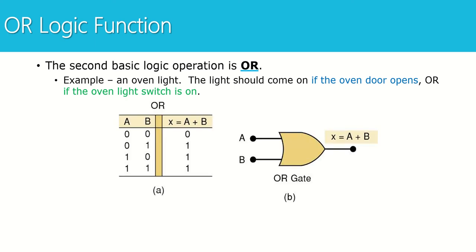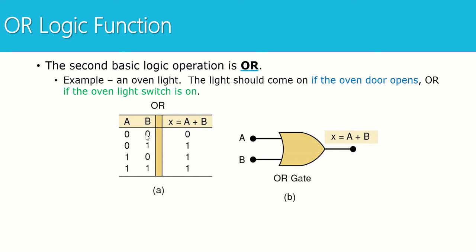Here's our symbol and truth table for OR. Notice this symbol is curved and looks more like an arrowhead, whereas the AND gate was flat on the left and looked more like a D. So we have our two inputs for OR. And again, we have our truth table showing all possible input combinations.